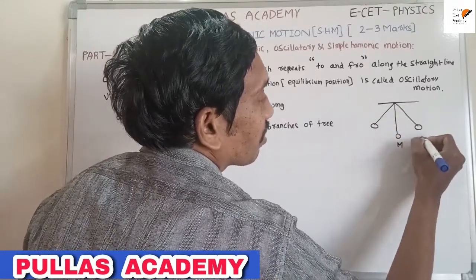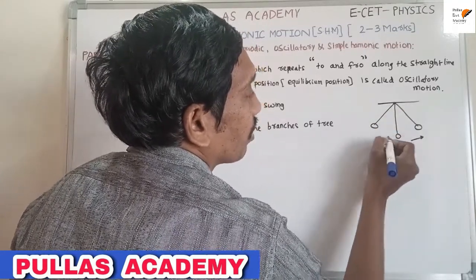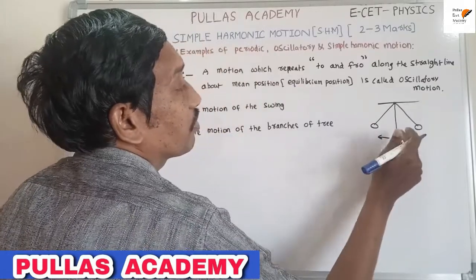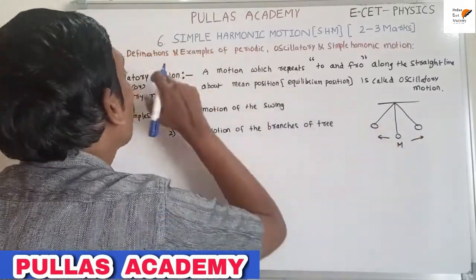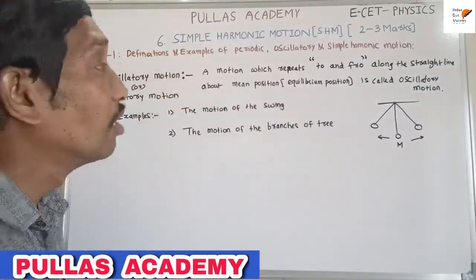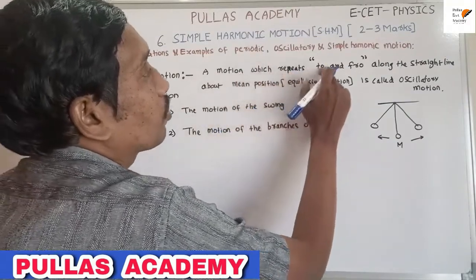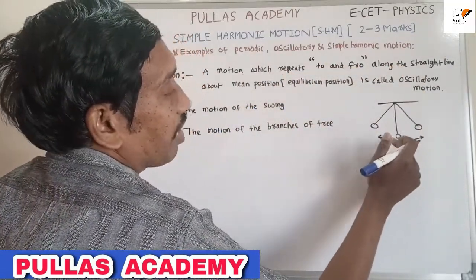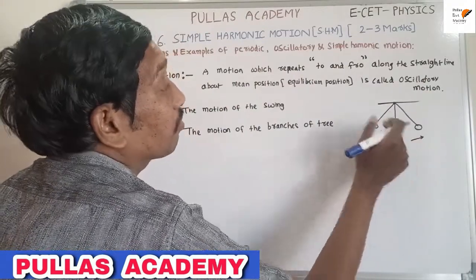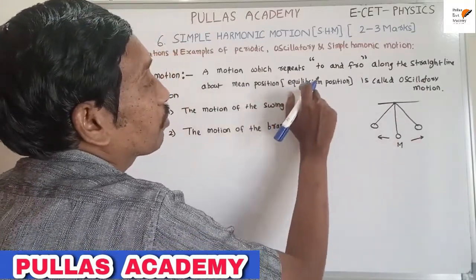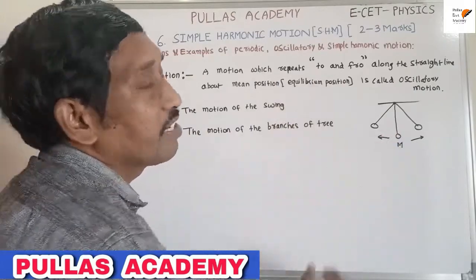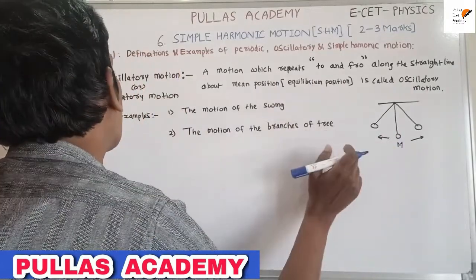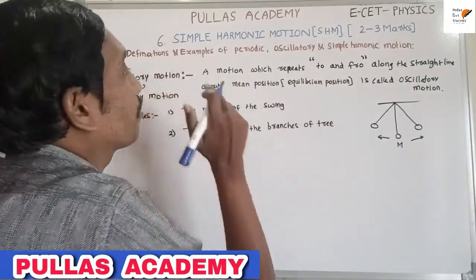This forward direction is called to motion. This backward direction is fro motion. To and fro combined is called oscillatory motion. Okay? A motion which repeats to and fro along one straight line about the mean position. Actually, it is with respect to this equilibrium position that it is in motion. So the type of motion is oscillatory motion.